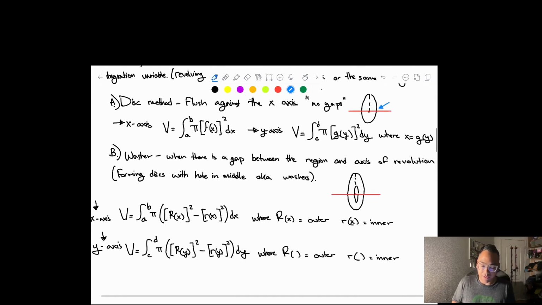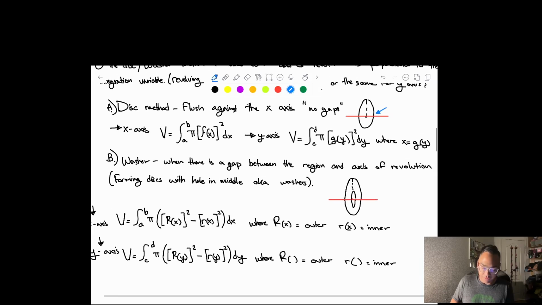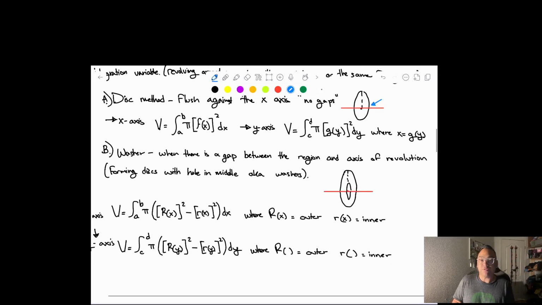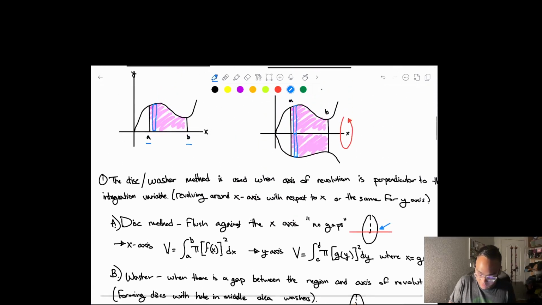Now, the washer method. If you remember correctly, washers have a hole in them. You can think of them as a donut. When there's a gap between the region and the axis of revolution, you still form a disk with a hole in the middle, and that's what you get: a washer. Basically, it's just a disk with a hole in the middle. Sometimes you might have gaps like this or this, and if you spin it around, you get a little washer.